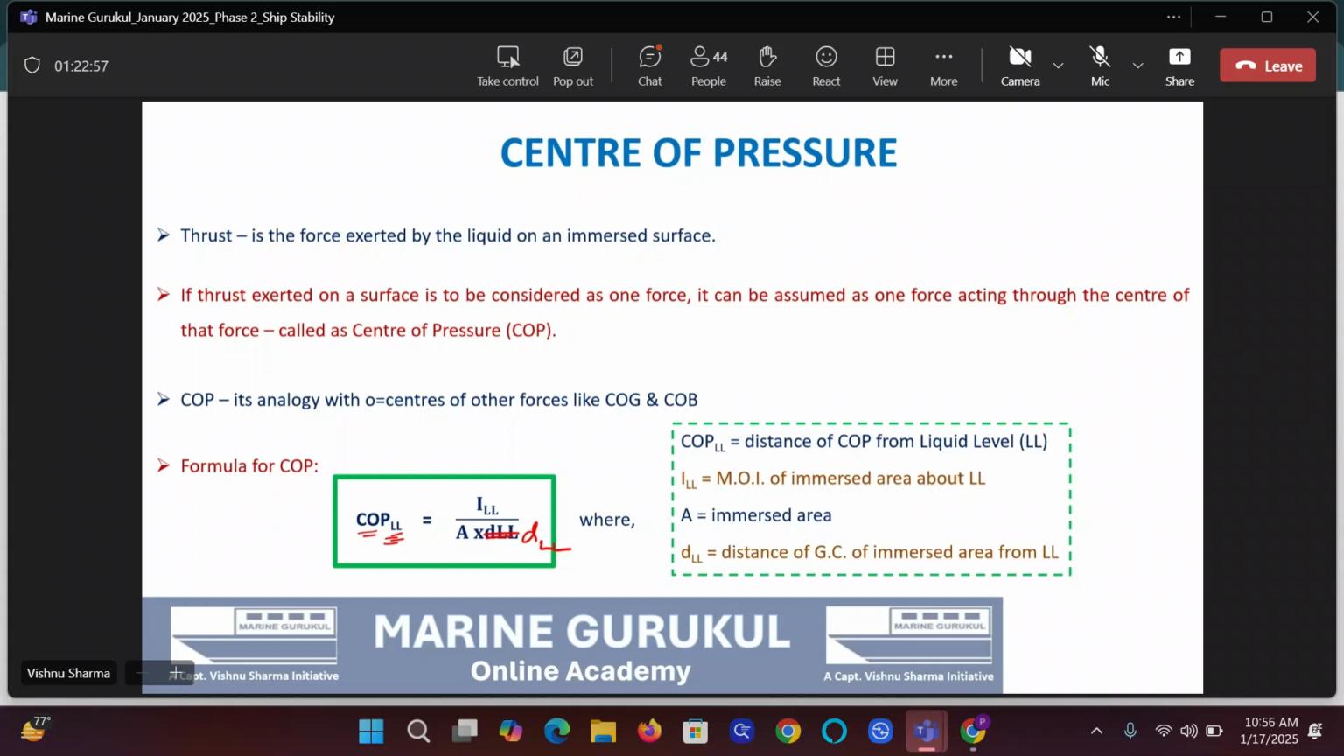The formula will not change. Please bear it in mind. The formula will always give you the distance of the COP from liquid level only. It will not give you from any other reference axis. You cannot say, can I take moment of inertia about base and make it COP base? No. The answer is no. You have to get it about the liquid level and then make the adjustments. Am I clear, class? Yes, sir.